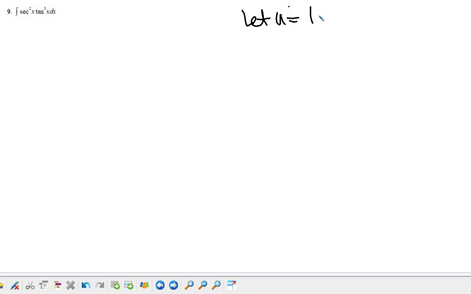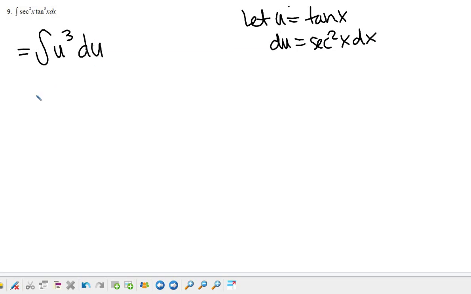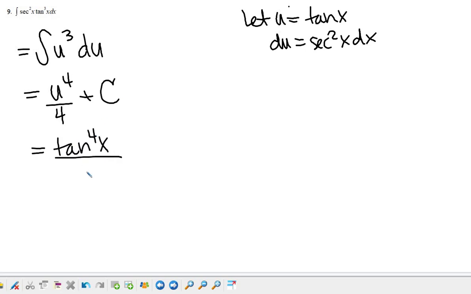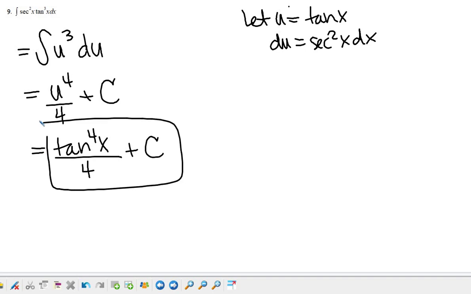So I'm going to let u be tangent, which means du would be secant squared dx, which means I have the integral of u cubed du. So I have u to the 4th over 4 plus c, and sub back in. So I have tan to the 4th over 4 plus c.